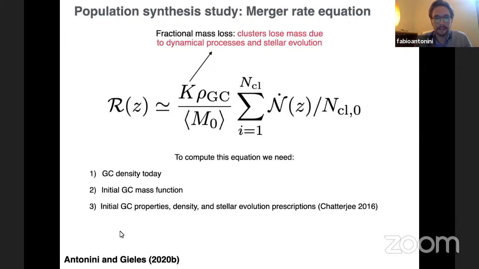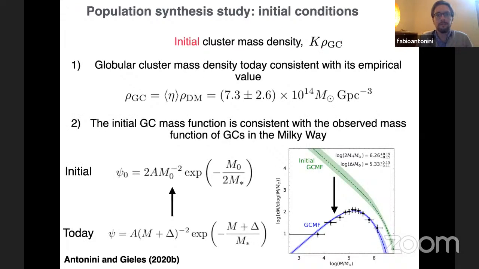And finally, there are uncertainties that are related to the initial globular cluster properties. We don't know what the initial density of globular clusters is, and we don't know very well how massive stars evolve, which translates into uncertainties in the stellar evolution prescriptions. And I think Sourav was maybe the first actually to point out that these uncertainties could be very important when estimating the binary merger rate from this channel. So let's look at the first two things.